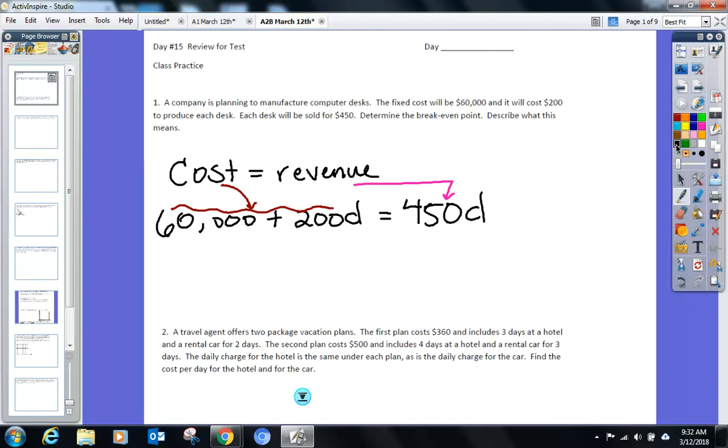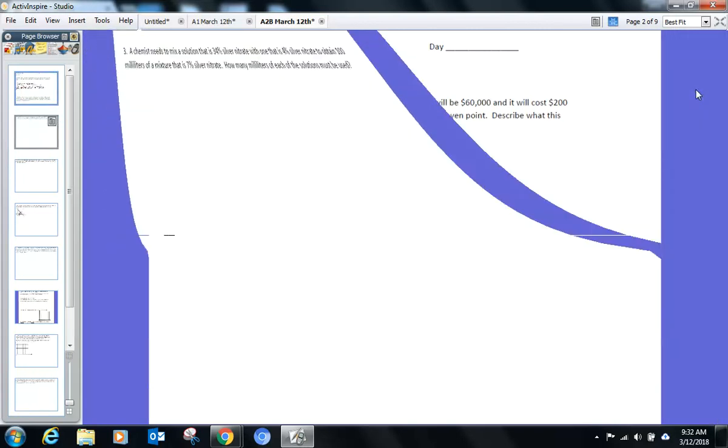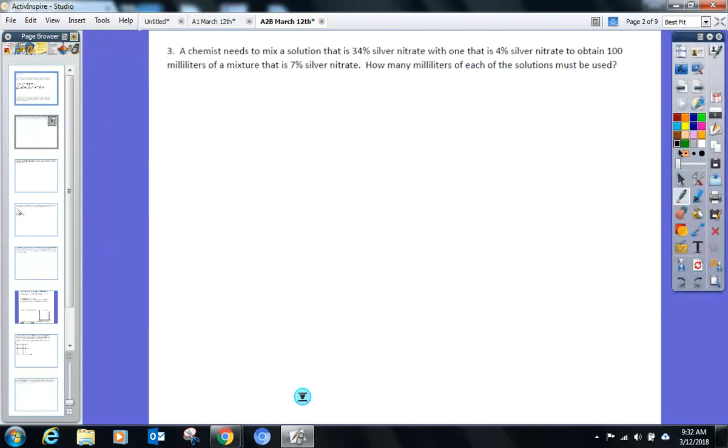Questions right now, ask away. It's going to be on there tomorrow. Matt. It's $450 a desk, and what am I looking for? How many desks do I need to break even? $450 is just the price of a desk. I need to find how many desks, d, it's going to take for me to break even, where the cost and the revenue equal each other. Good? Anybody else? Okay.